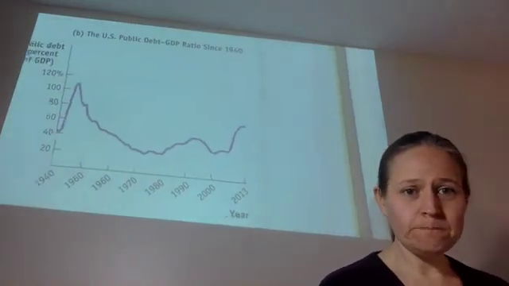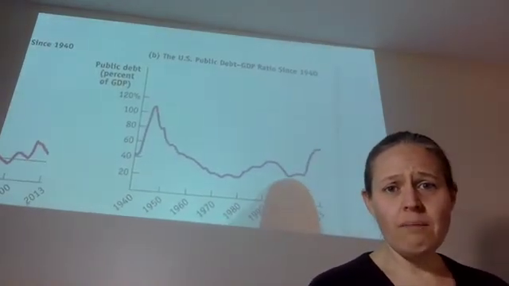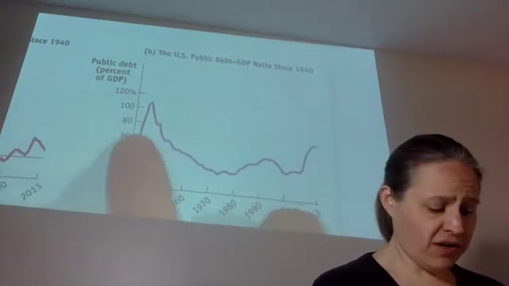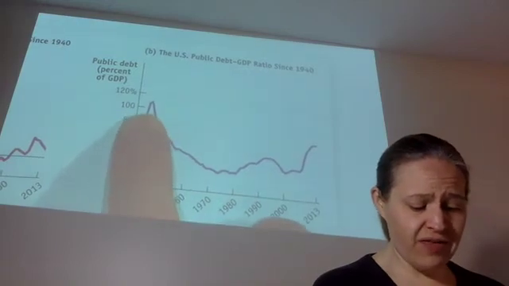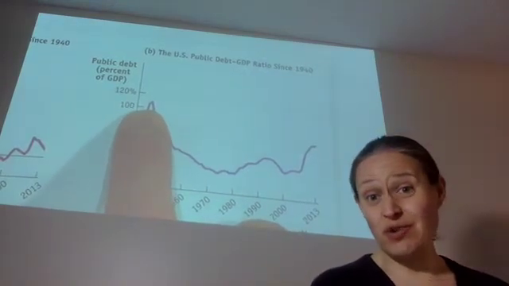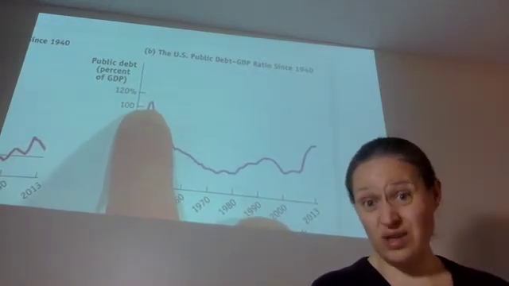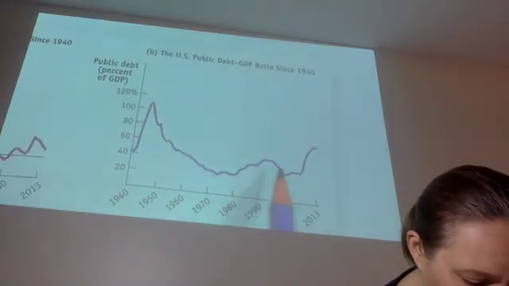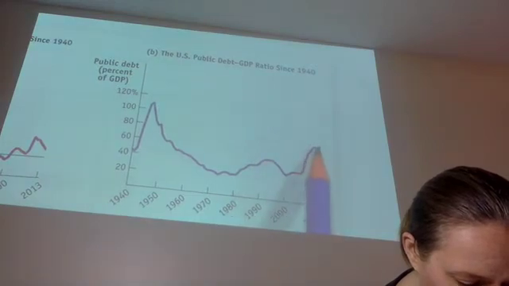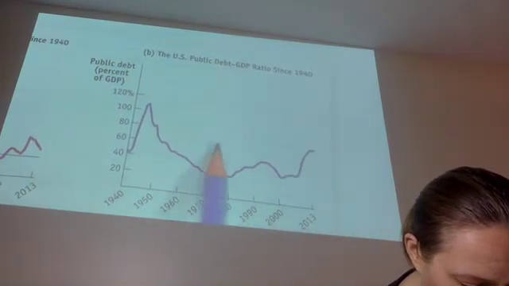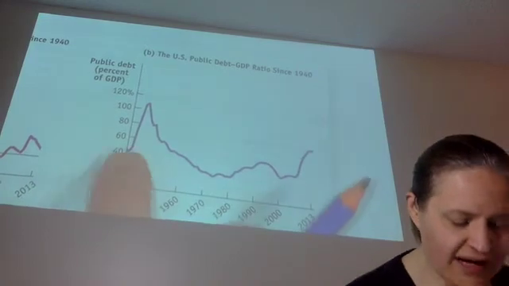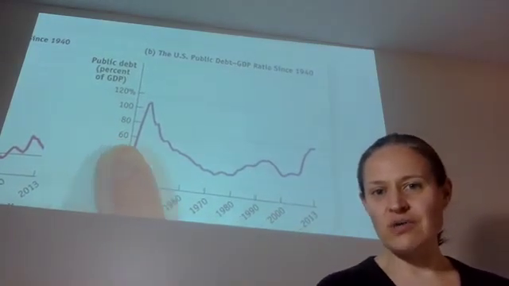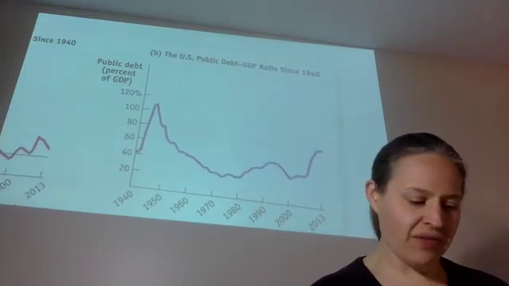Now, this is our public debt to GDP ratio since 1940. You can see during the war, it went over 100%. That means if their GDP was $1 trillion, their debt was over $1 trillion. And as you can see in this chart, currently our debt to GDP ratio is getting above 60% of our GDP. And that just shows that it's going to get harder and harder to pay off the debt.